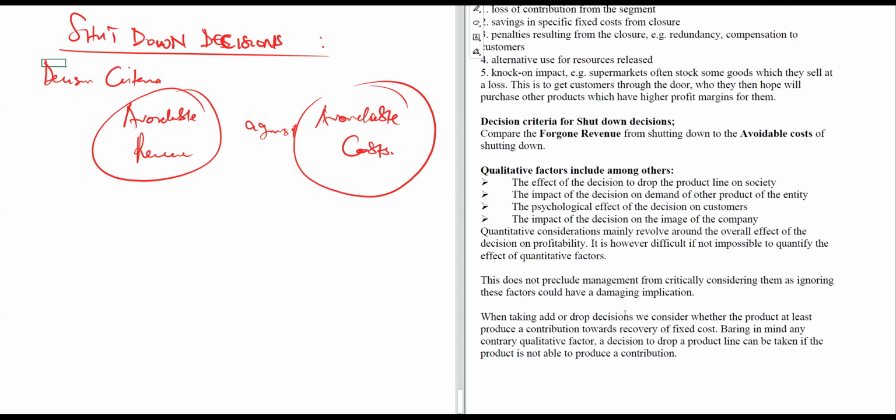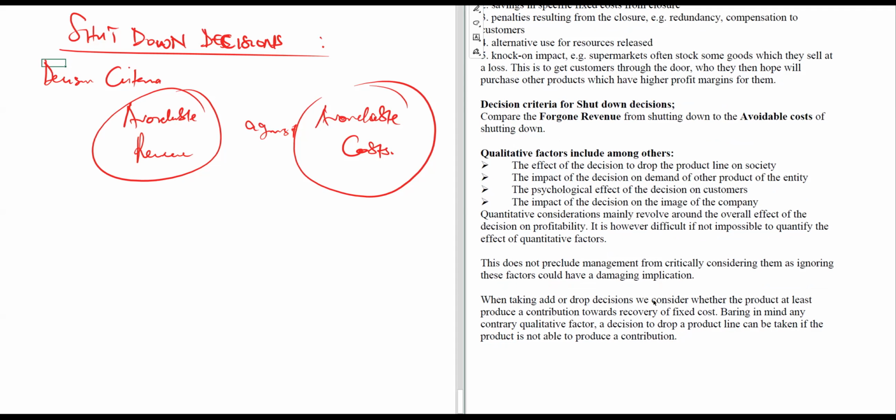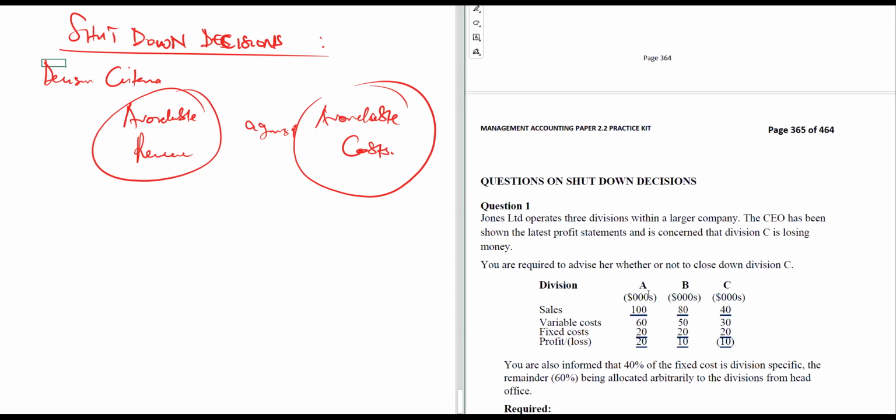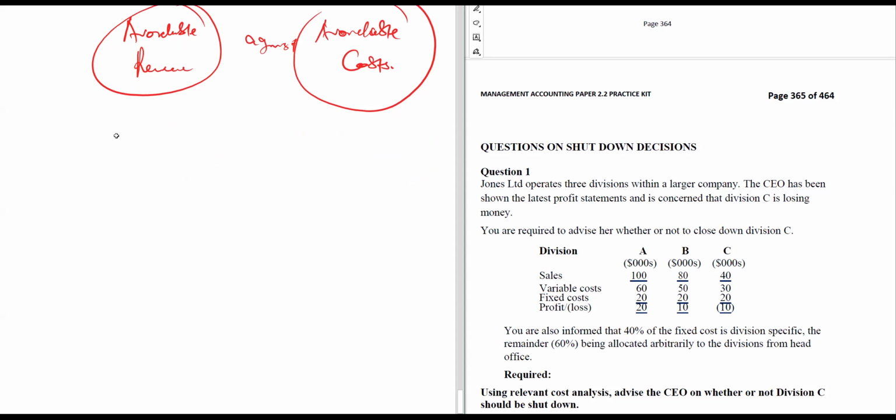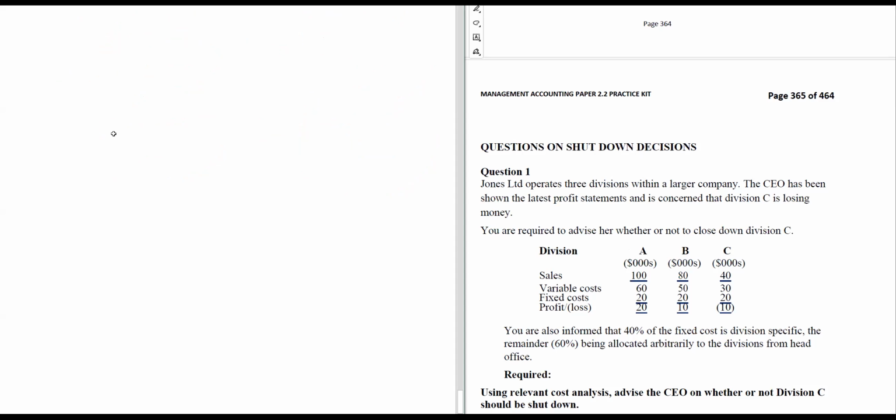So when taking add or drop decisions, we consider whether the product at least produces a contribution towards recovery of fixed costs. Bearing in mind any contrary qualitative factor, a decision to drop a product can be taken if the product is not able to produce what? A contribution, which I taught you about. Everything is about contribution when it comes to decision making. So let's take this question. I think this question alone is enough to do shutdown. I'll use different alternatives to work this out, and you will see that it will still make sense.